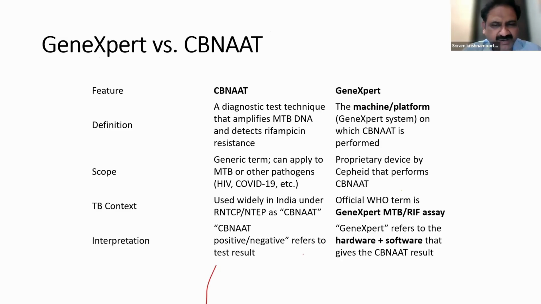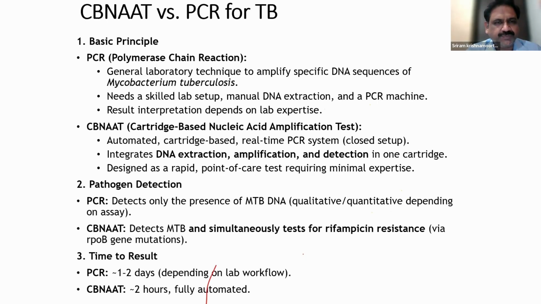So what you should interpret is, if the CB naught is positive or negative, that means the test result is positive or negative for tuberculosis. That's all that you should remember. Whereas Gene Expert refers to the hardware and the software. That is the brand company that does that particular CB naught test. That is given the name Gene Expert. So that is the only difference that you should understand between the two.